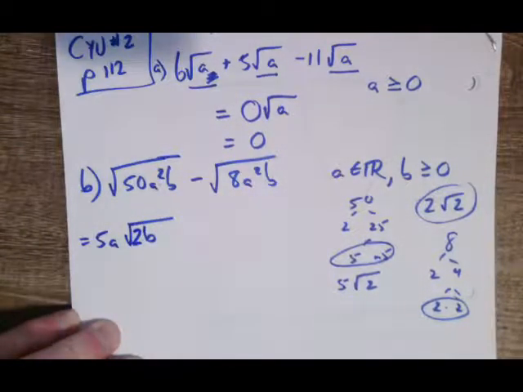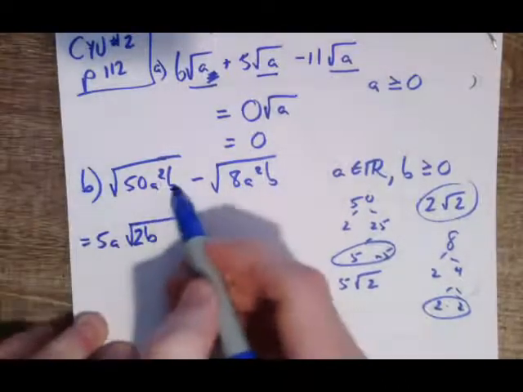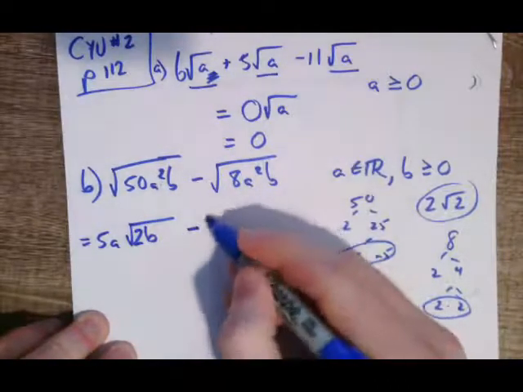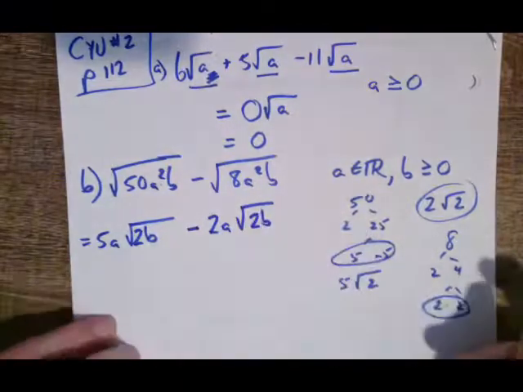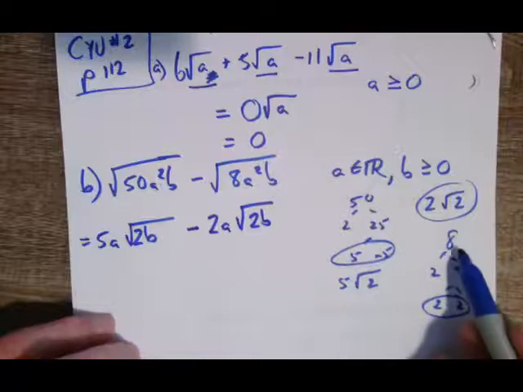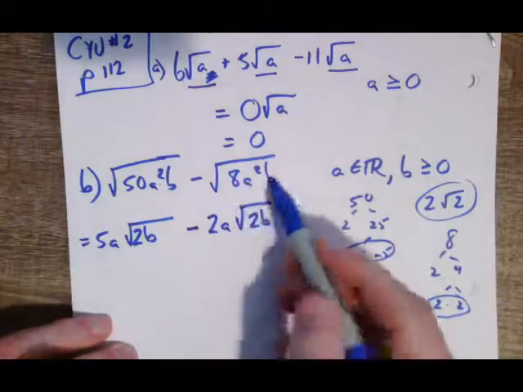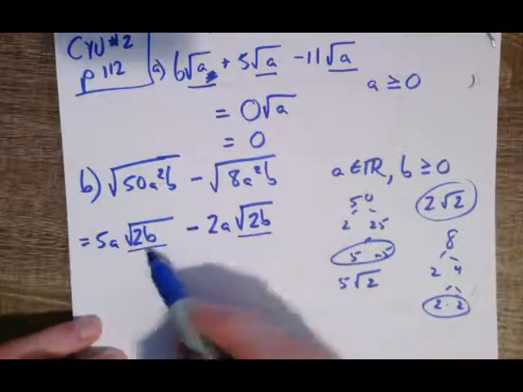Oops, and the 2. It's not alone. It's got the 2. Because 50 is 5 root 2, and then the root of a squared b is a root b. So 5a root 2b. Then 2a root 2b, right, because the 8 is 2 root 2. A squared, you can pull an a out. B can't go anywhere. So now we have like terms, the root of 2b.